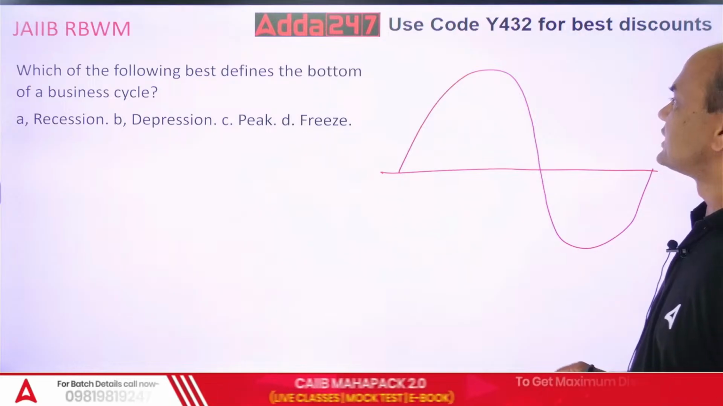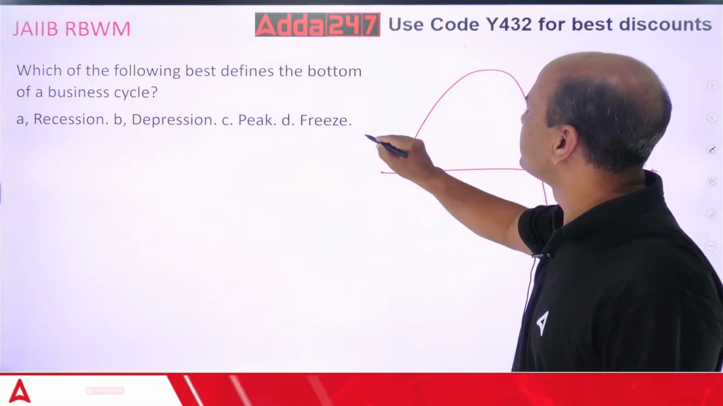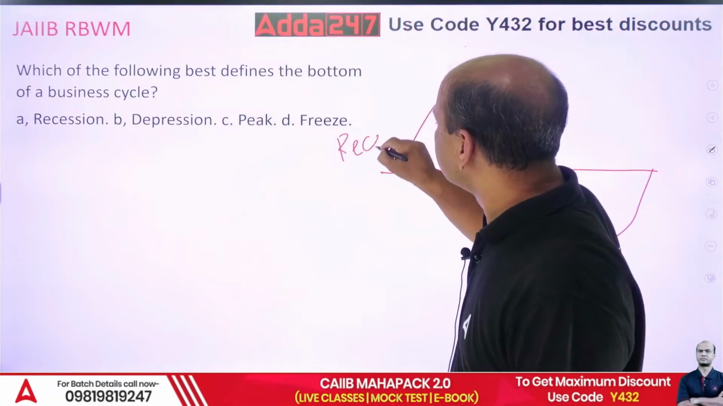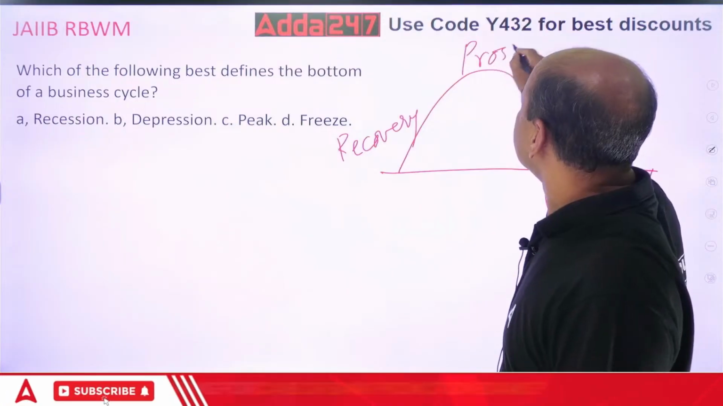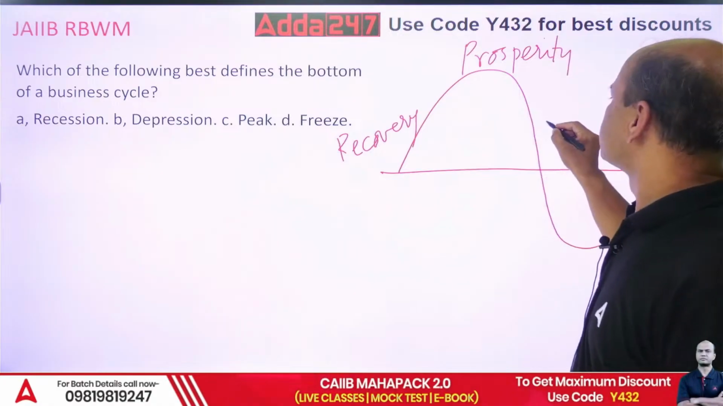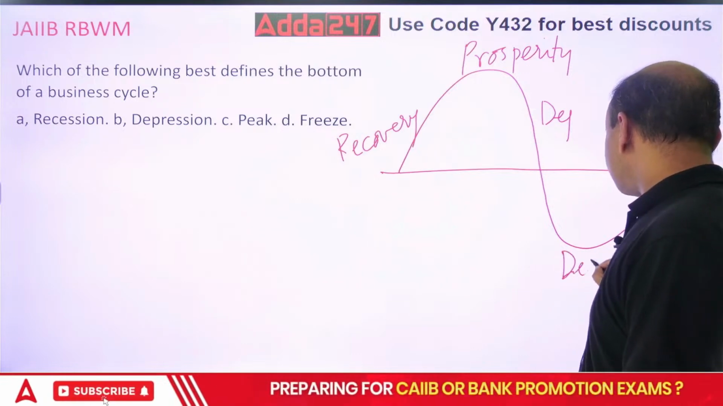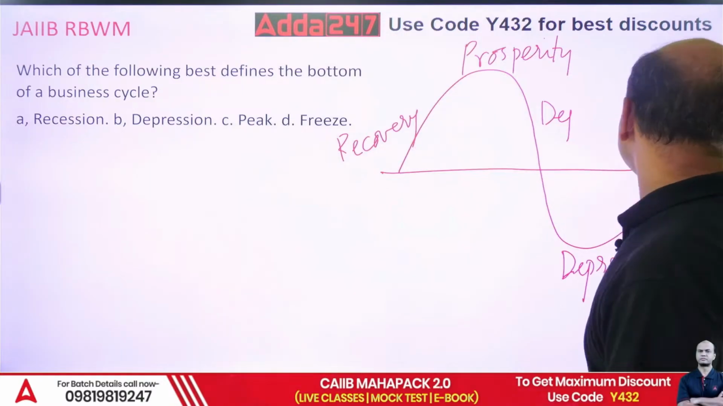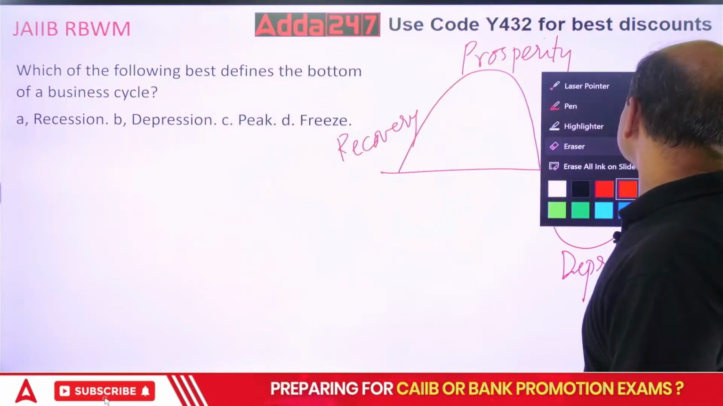First is recovery. Then prosperity. You can call it from anywhere, it's one and the same. Then recession. Then depression is the last stage, depression. And this one is different, this one is recession.